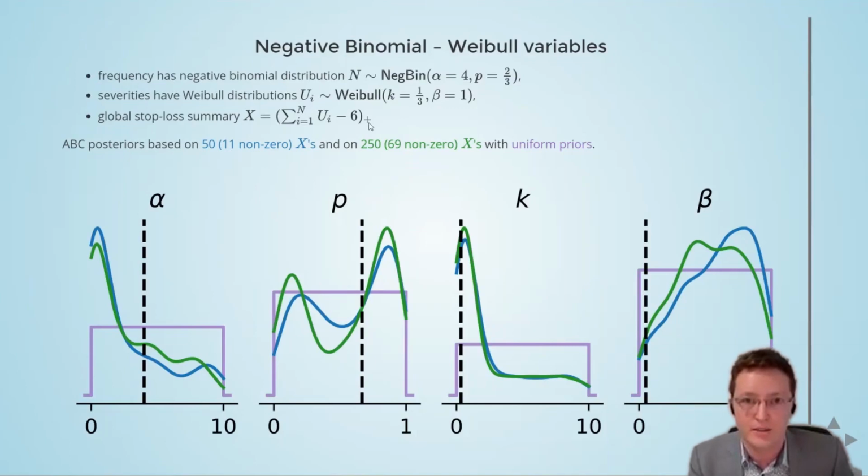I'll point out the parameters here are the alpha and p for the negative binomial, and k is the shape parameter, and beta is the scale parameter for the Weibull. So it seems to have done k very well. It's narrowed the prior and is quite confident about k being a small value, which is good. The shape parameters are more important to get right than the scale parameters.